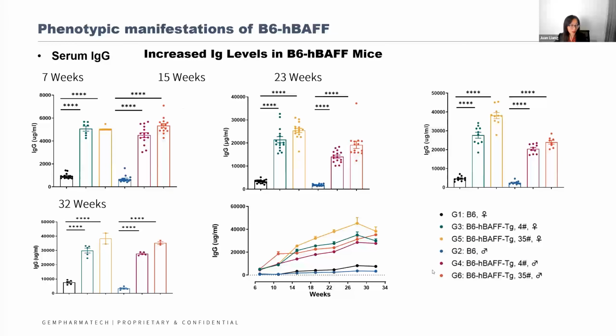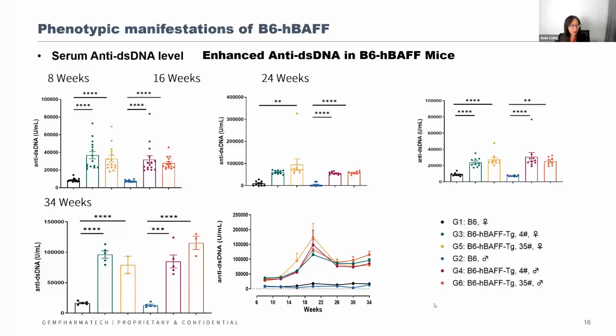Similar results were also observed in the IgG level in the serum. For the serum anti-dsDNA level, we also found that the TG mice showed increased anti-dsDNA levels in the serum compared with the control mice at 6 weeks, 8 weeks, 16 weeks, 24 weeks, and also 34 weeks. The serum anti-dsDNA levels stayed high during the whole study period.